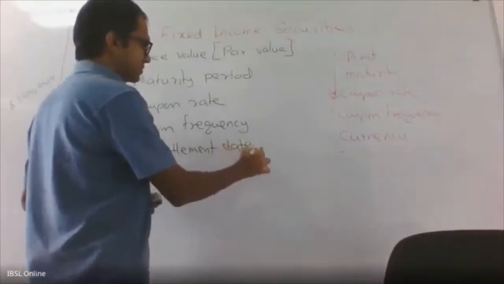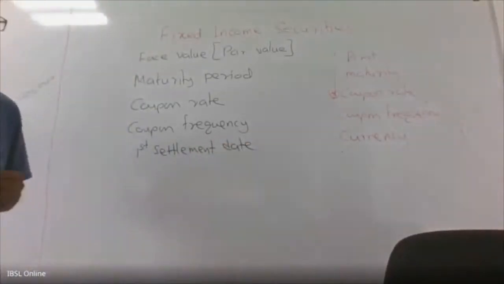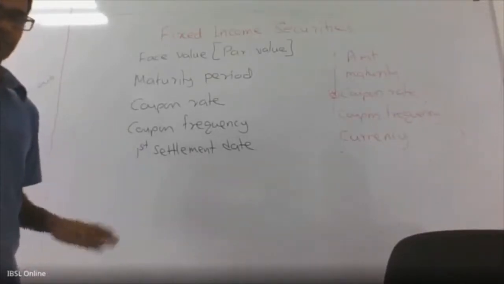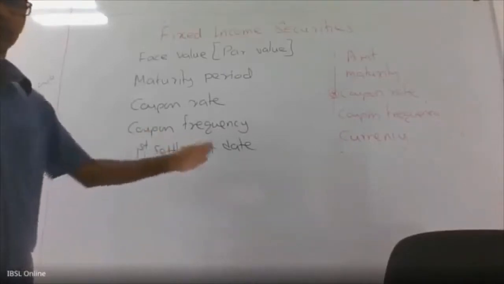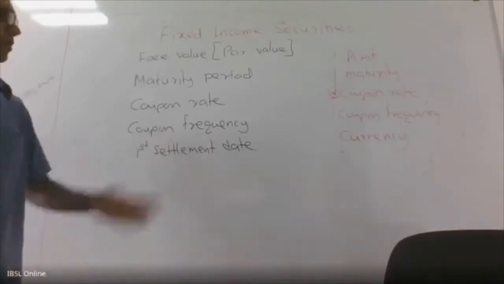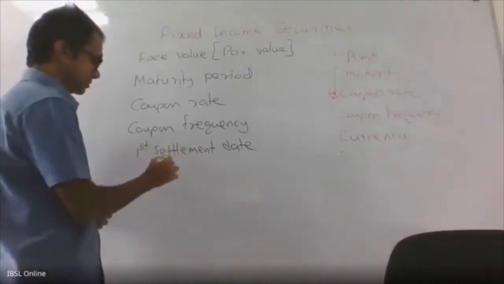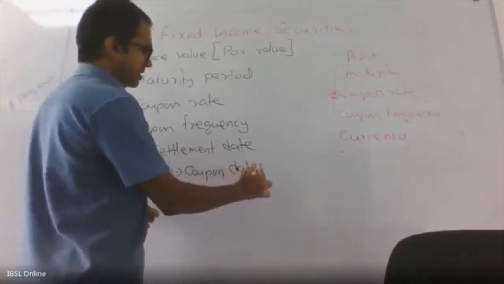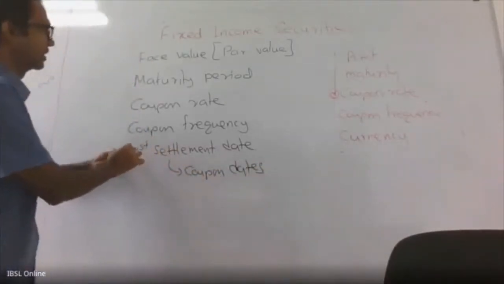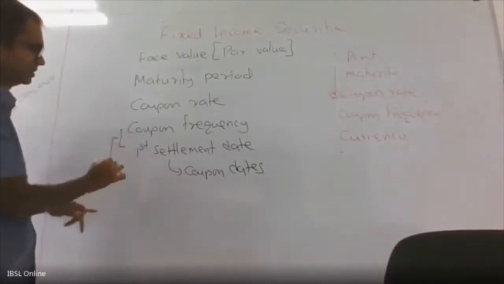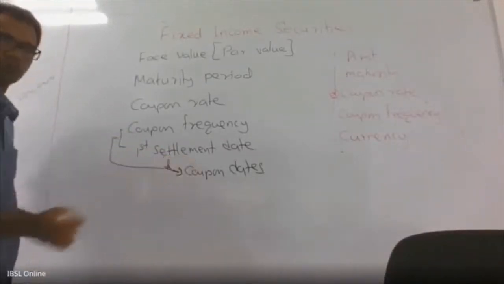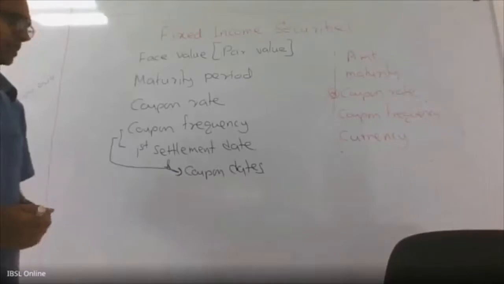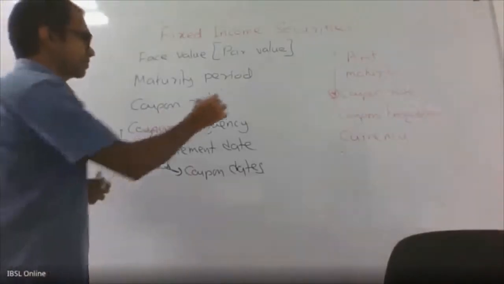The first settlement date. When was this bond settled for the very first time? From that point onwards, you decide the other coupon dates. So if you know this, you can derive coupon dates based on the first settlement date and the coupon frequency. You need these two to derive coupon dates. Then you need coupon rate and coupon frequency.